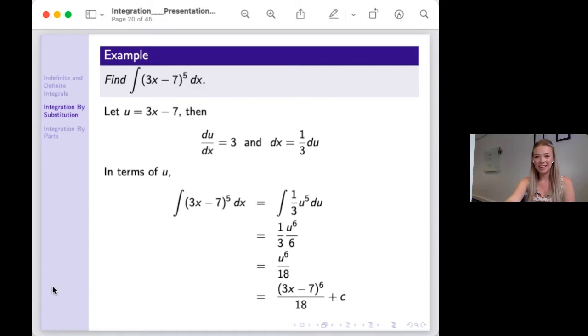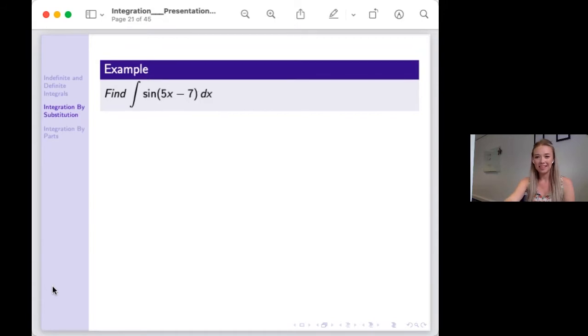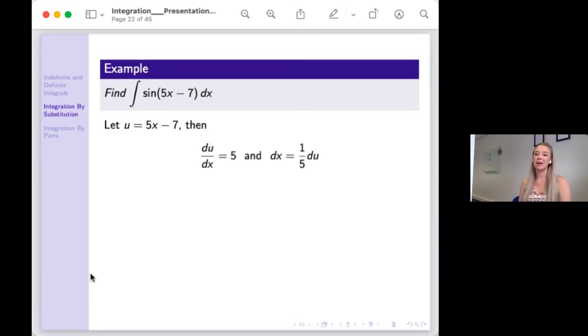So we'll try a similar one, a fancy one, where we're going to integrate sine of 5x minus 7. So it's that 5x minus 7 that I don't like at the moment, so we'll let that part be u. And we'll just work out du by dx and then rearrange that for dx. So du by dx is a nice one to differentiate. Rearrange that for dx, we get 1/5 du.